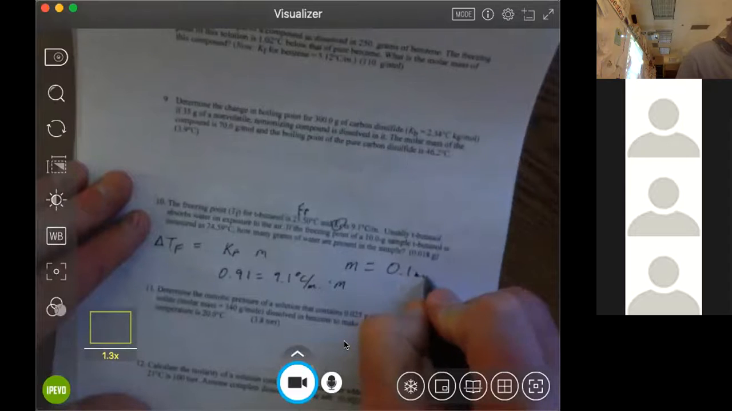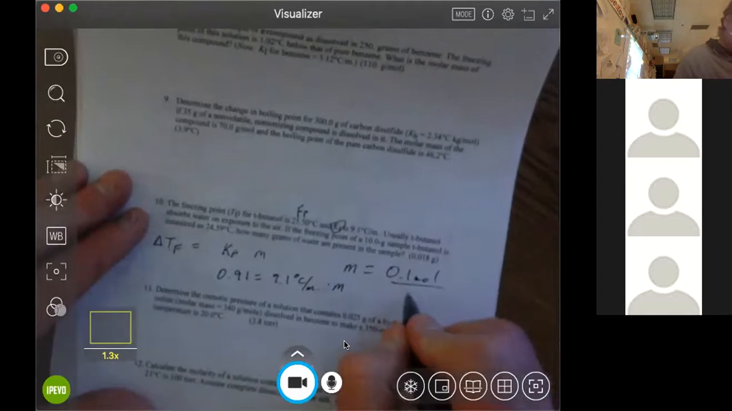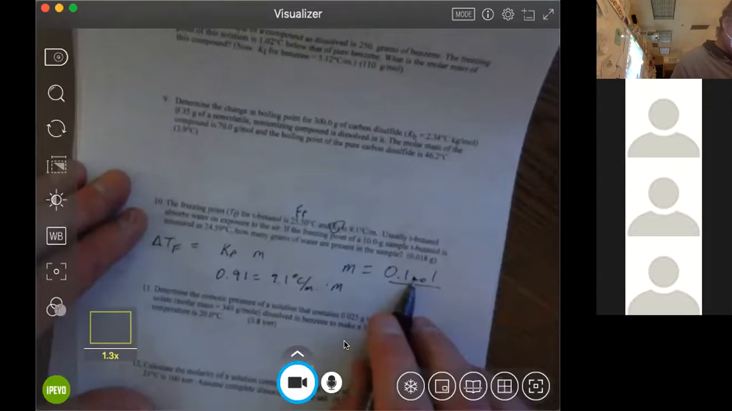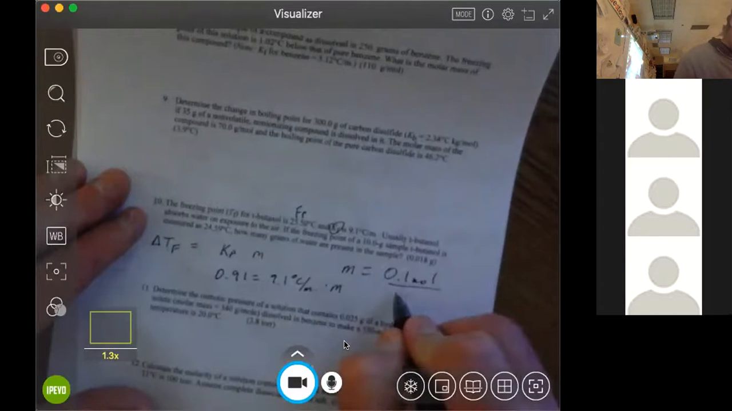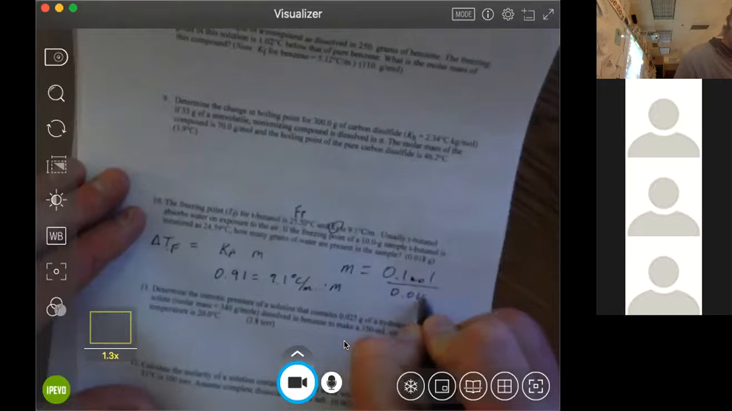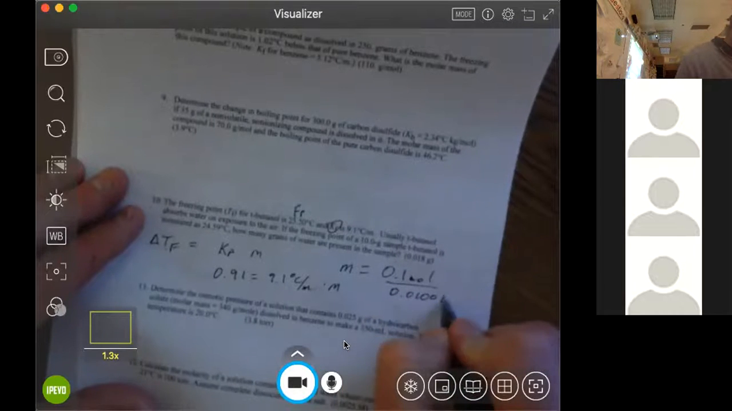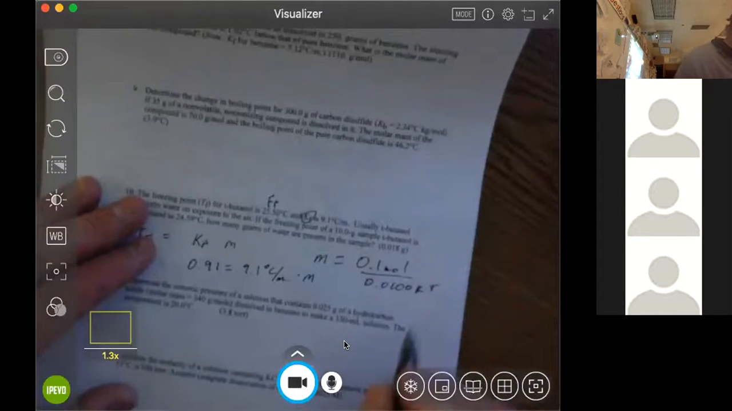And that is moles of water divided by the 10 grams, which would be 0.0100 kilograms of the tert-butanol.